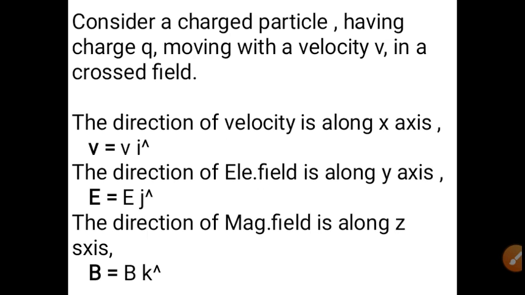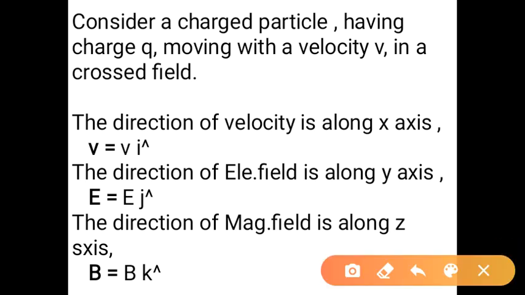Consider a charged particle having charge q and moving with a velocity v in a crossed field. So let us see the condition for the velocity selector. For that, consider a crossed field and suppose a charged particle is there. It is moving with a velocity v and it is having a charge q. The different directions are as shown here. That is, the direction of velocity is along x-axis. The particle is moving along x-axis. Therefore, the velocity we can write vector v equal to v i cap.